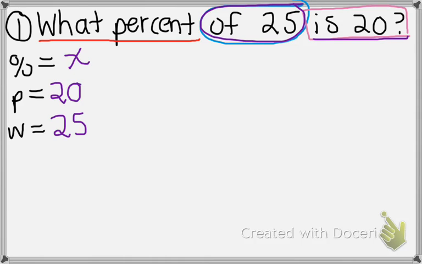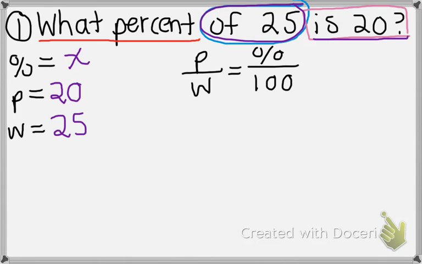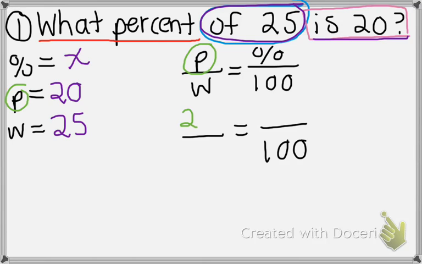Now the next thing that you do is you write out the proportion. You have to memorize that. Part over whole equals percent over 100. So now we're going to fill those blanks in the proportion. On the top left is the part. We labeled the part as 20, so I'm going to put 20 in the top left. Now bottom left is the whole, and we labeled the whole as 25. So I'm going to put 25 in the bottom left.